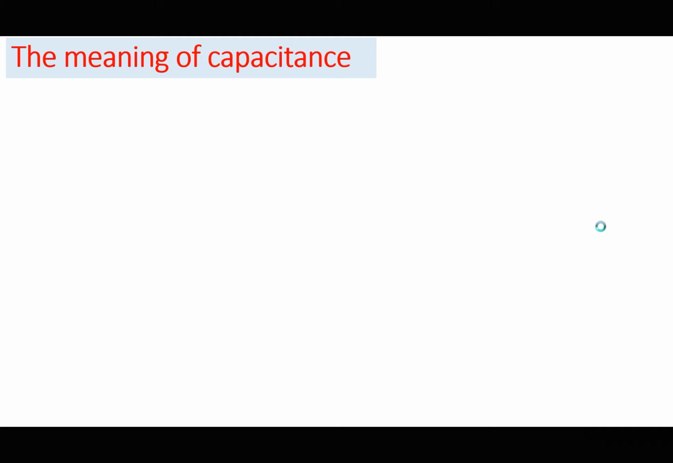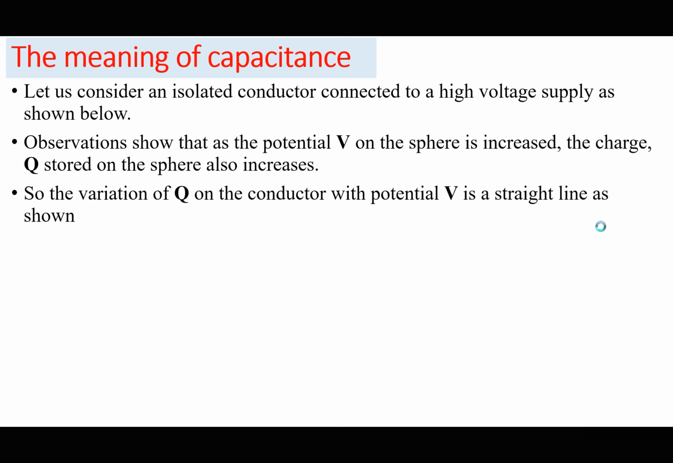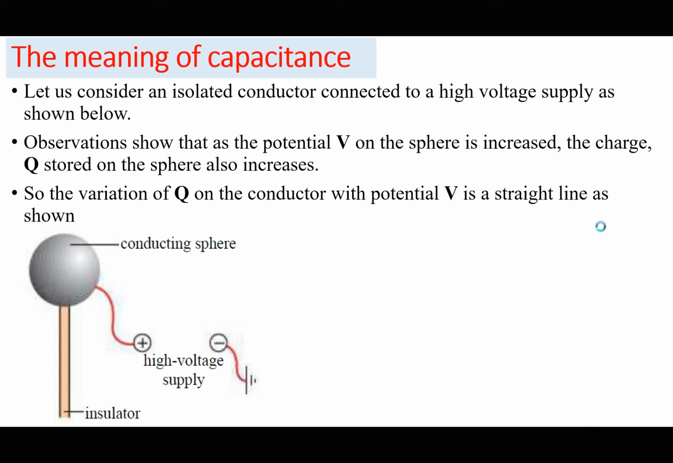To understand the meaning of the word capacitance, we shall first consider an isolated conductor which is connected to a high voltage supply, as shown here. If we consider a spherical conductor connected to a high voltage supply, observations show that as the potential V on the sphere is increased, the charge which is stored on the sphere also increases.